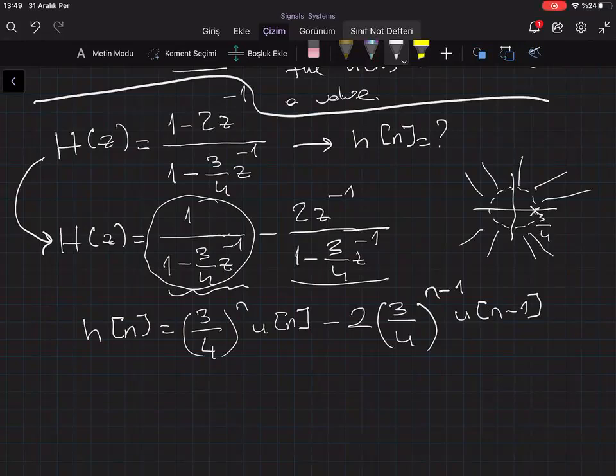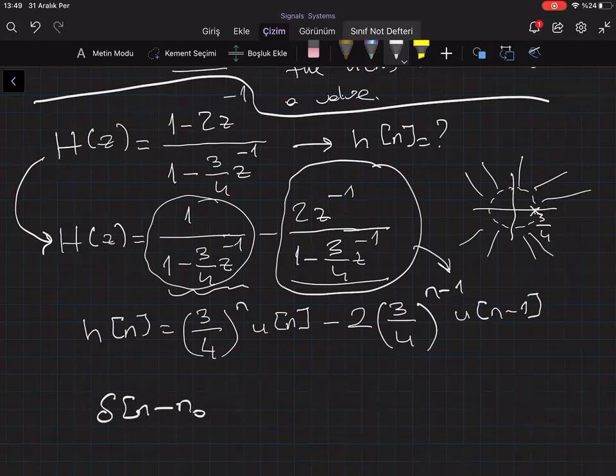Bakın arkadaşlar, how did I go from here to here? Do you remember the property that I shared with you? If there is a Dirac n minus n0, how do I find the z transform of Dirac n minus n0? Z to the power minus n0 times 1, right? Because the Dirac n z transform was 1.